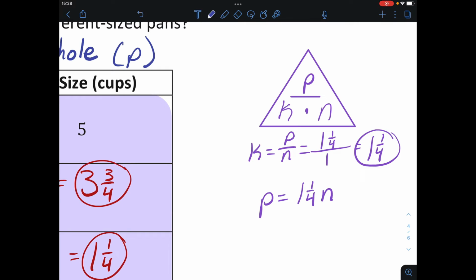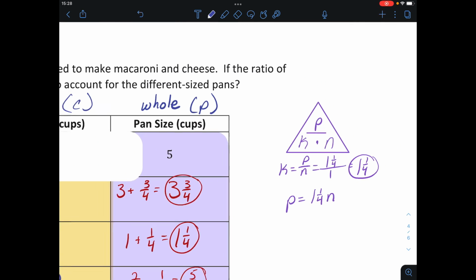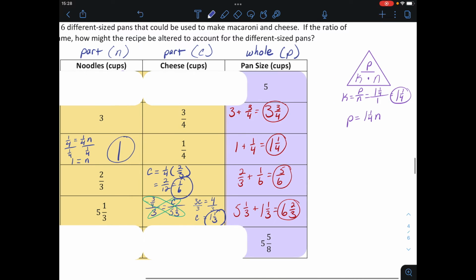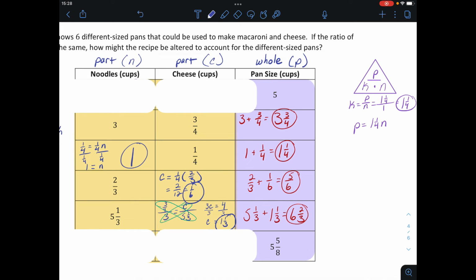So my equation here would be that P, the whole pan in cups, equals 1 1/4 times the number of cups of noodles. So now that I have this new unit rate, I'm ignoring the other unit rate that was between noodles and cheese. I can use this to solve when I have one number out of my pair of pan and noodles. So to solve at the top, where I have 5 cups in my pan, all I need to do is place that in this equation.